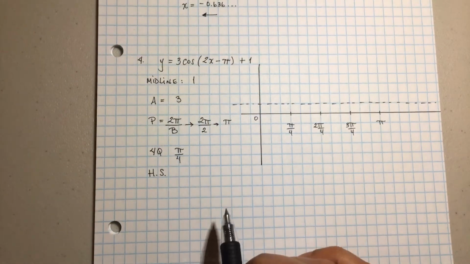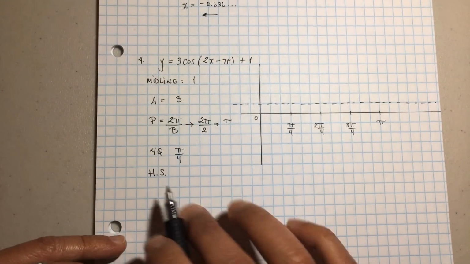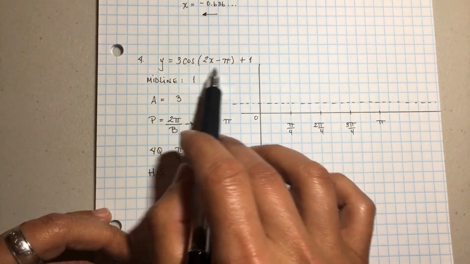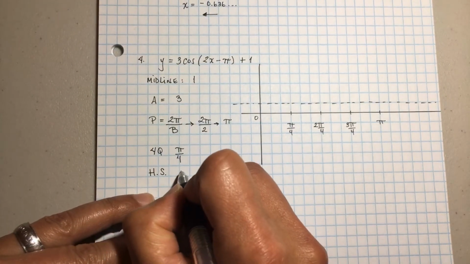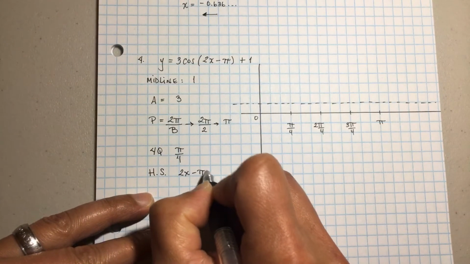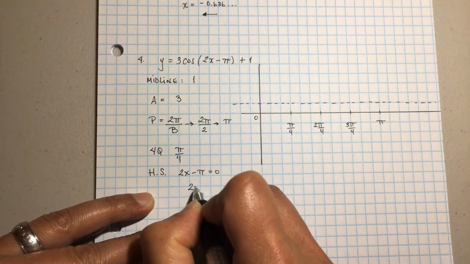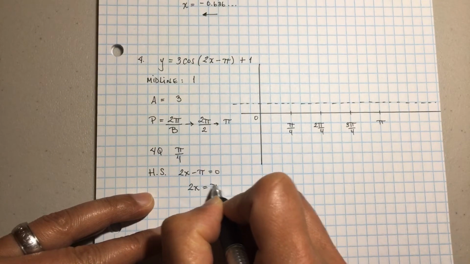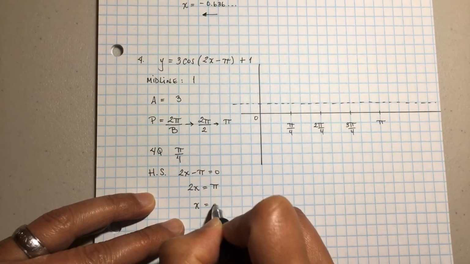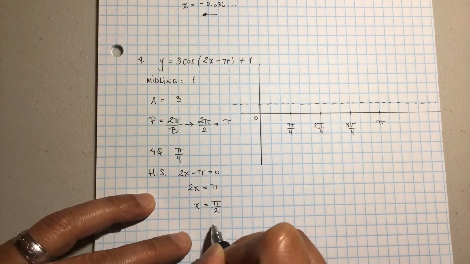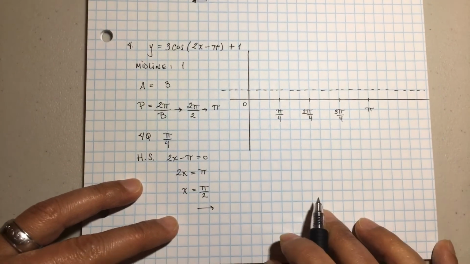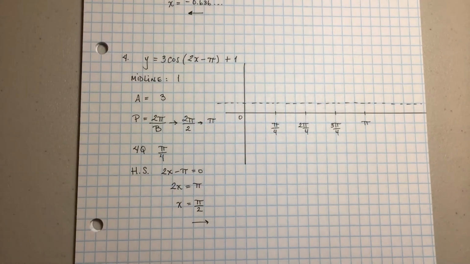The last thing is, let's go ahead and do our horizontal shift. Let's just solve it real quick. So 2x minus pi, we're going to set that equal to 0. Okay. That means 2x, when we bring it over, becomes positive pi. Divide by 2, we get pi over 2. That means we're going to move it pi over 2 units to the right. Cool. All right, let's start graphing it.